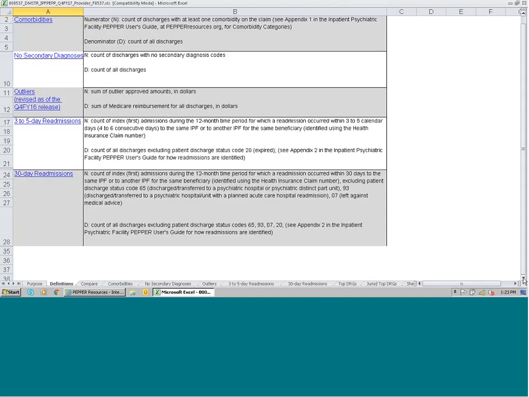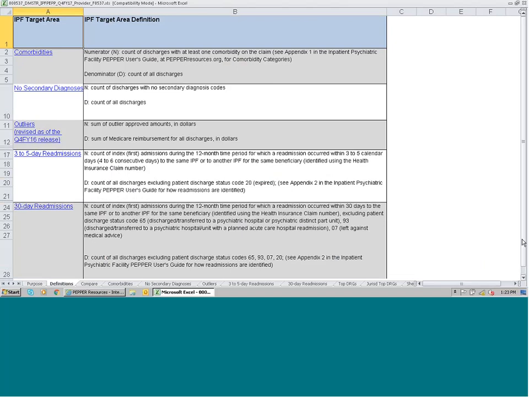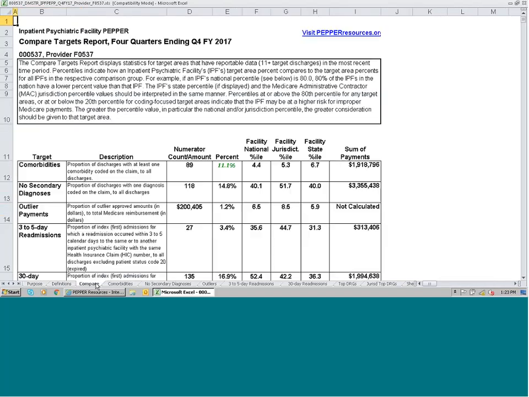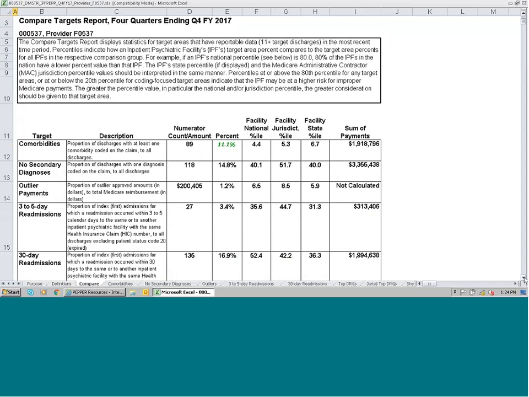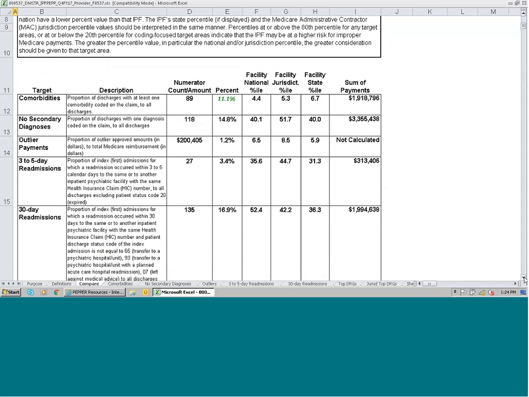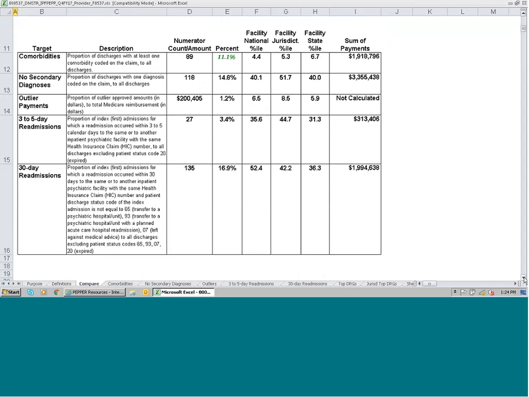We felt like this was a handy way to make sure it was easy for you to figure out, when you're looking at your data, what does this numerator include? What does this denominator include? So we have all of that for you on the definitions tab. The Compare Targets report is a nice report to review. I always suggest that people look at it first thing when they get their PEPPER. The Compare Targets report is the only place in the PEPPER where you can see your statistics for all of the target areas for which you have sufficient data to report, all in one view.